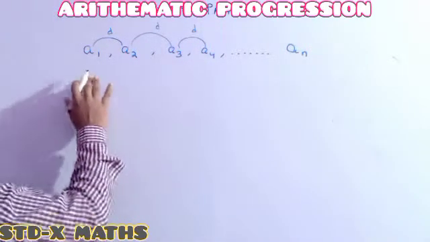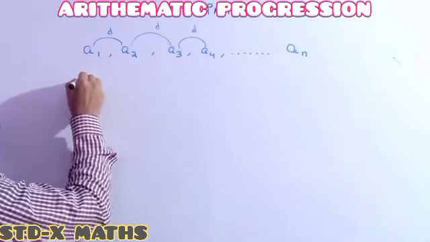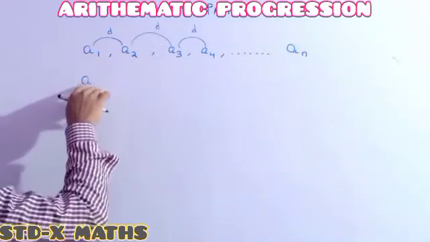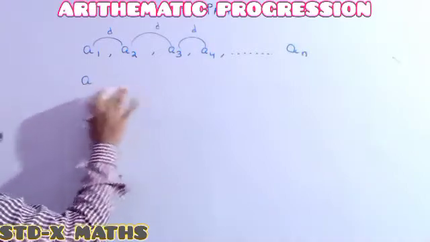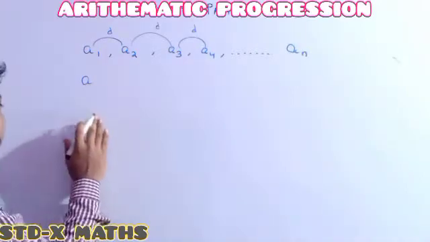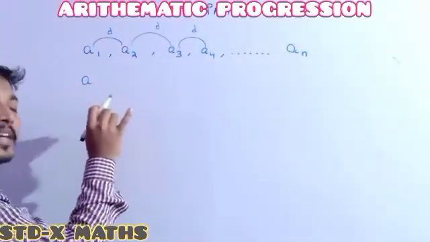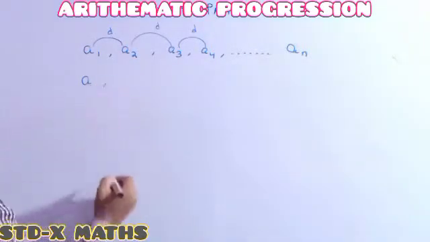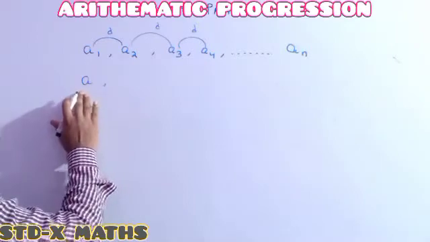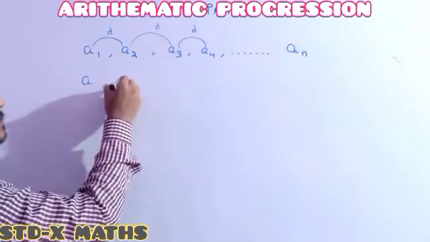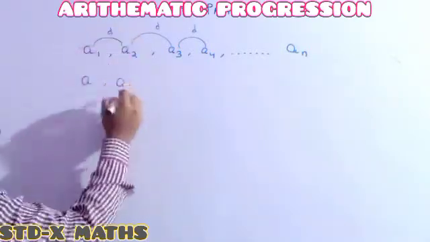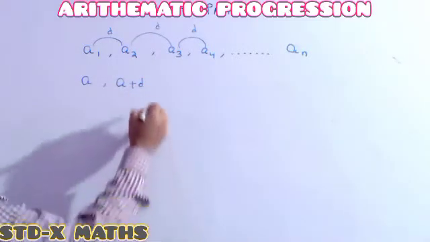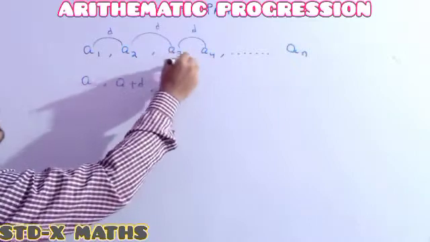See, suppose the first term is A. Everyone see attentively. Suppose the first term is A, meaning A1 means A. Here I am writing the standard form. Now what I am going to write will be considered as the standard form of the AP. The first term is A1, which is A. Then for the second term, only 1 D will be more. Only 1 D.